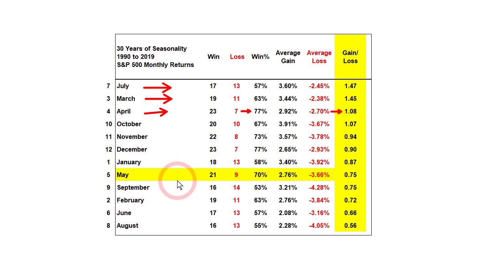And May slips into the bottom half because the average loss was bigger than the average gain, even though there were fewer losses. But what this means is that May can have some big losses. You think of the flash crash. So it kind of takes away from that 70% win rate. And now I want to look at the equity curves for some of these.